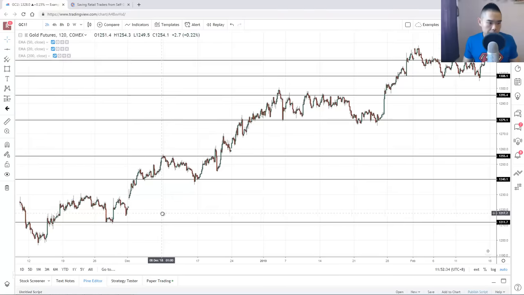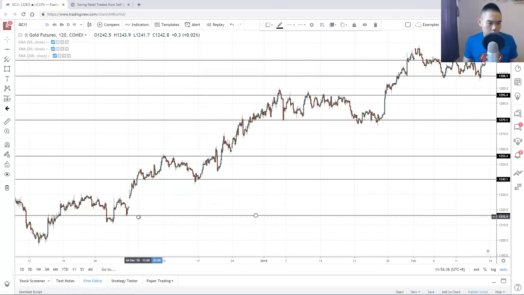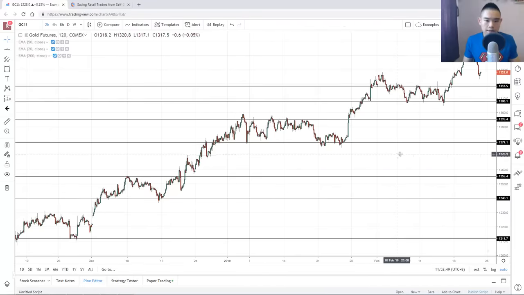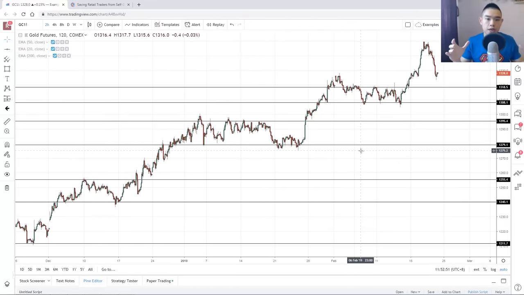This level here, okay, I got this one. I'll shift this one here, because if I were to draw here, I would miss this one, and this one also is quite way off. So I'll just shift this slightly lower to incorporate this level and this level. Okay, so that's how I would draw for this gold chart.